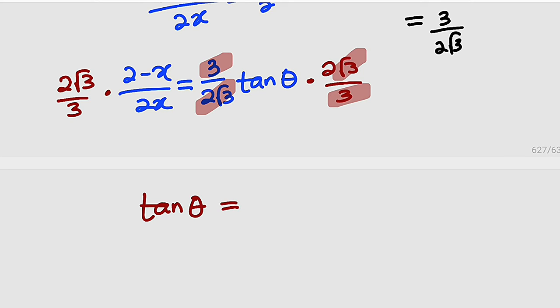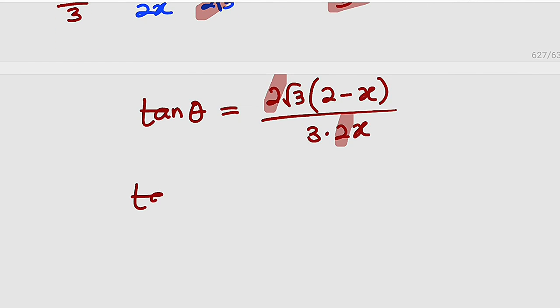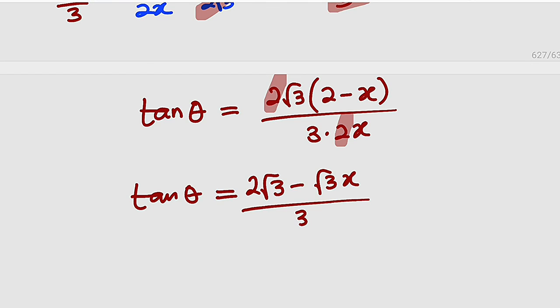equal to what? If you multiply the top here, you have what? 2 root 3 multiplied by 2 minus x divided by 3 times 2x, you have what? 6x. Or you can say that 3 multiplied by 2x, because I want to cancel something here. You can see that 2 will cancel 2, right? Tangent theta is equal to root 3. If you like, you can expand. I can say 2 root 3 minus root 3x divided by 3x.